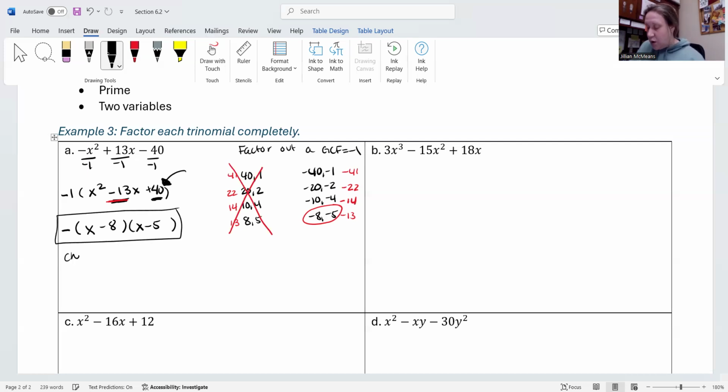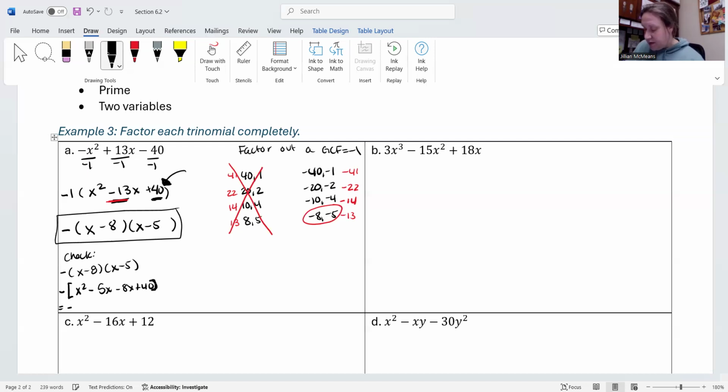Now, let's say you wanted to check this. So we have negative (x - 8) times (x - 5). I'm going to start by FOILing, and I'm just never going to forget that I have that negative out there. So x times x is x squared. x times negative 5 is negative 5x. Negative 8 times x is negative 8x. Negative 8 times negative 5 is positive 40.